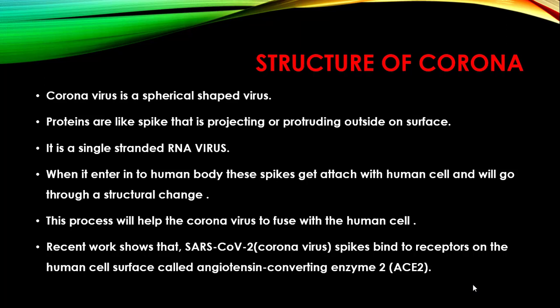Structure of corona. Coronavirus is a spherical shaped virus. Proteins are like spikes projecting or protruding outside on the surface. It is a single stranded RNA virus. When it enters the human body, the spikes get attached to human cells and go through a structural change. This process helps the coronavirus to fuse with the human cell. Recent work shows that coronavirus spikes bind to receptors on human cells known as angiotensin converting enzyme 2, ACE2. That's the name of the receptors.